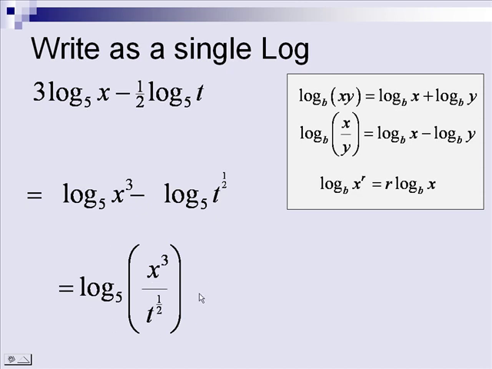Really, you could leave it like that. That would be an acceptable answer. A lot of times, though, they'll convert these fractional powers into roots. So that 1/2 we could also think of as a square root. And so log base 5 of x cubed over the square root of t would also be an acceptable answer. And that's probably the answer they're going to have in the back of the book.